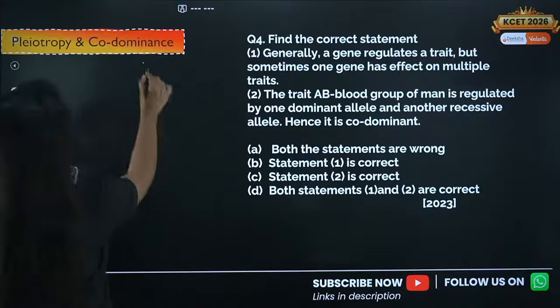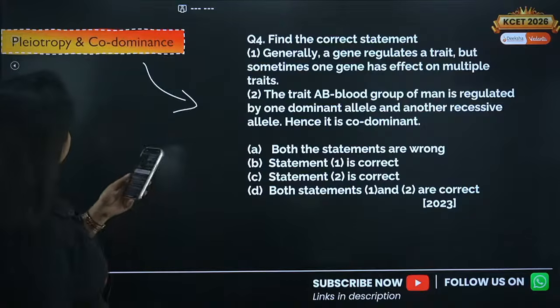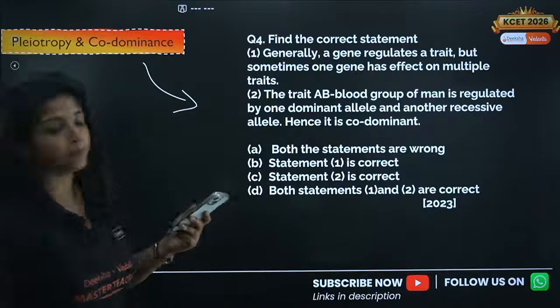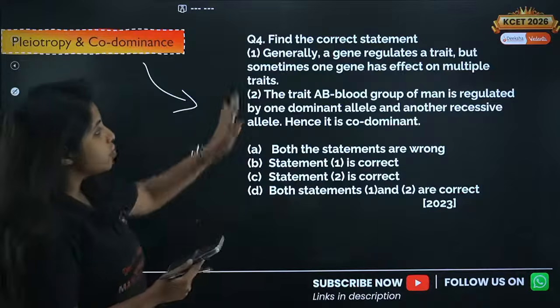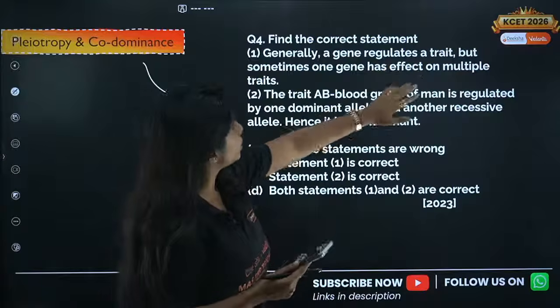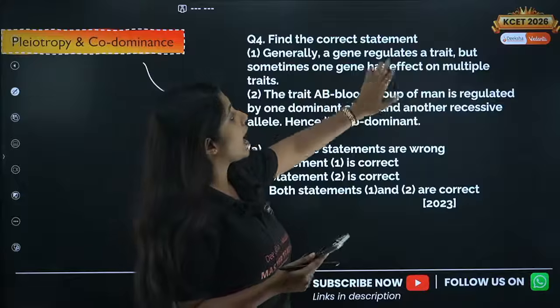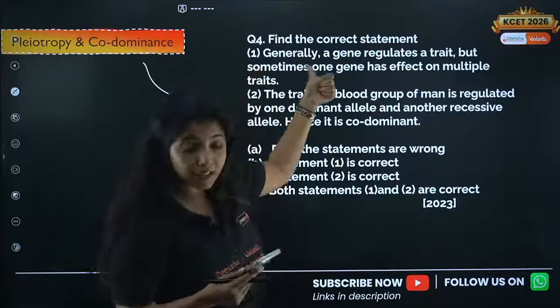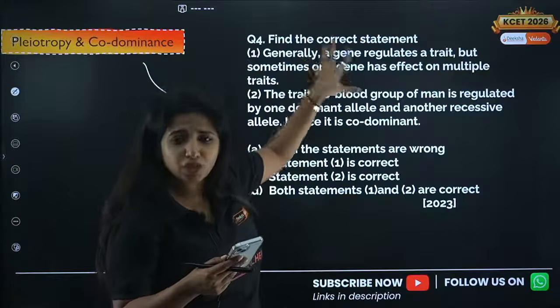Okay, fine. Going ahead with the fourth question, and it has something to do with pleiotropy as well as codominance. So find the correct statement. Generally, a gene regulates a trait, but sometimes one gene has an effect on multiple traits. This is something that we studied just now.